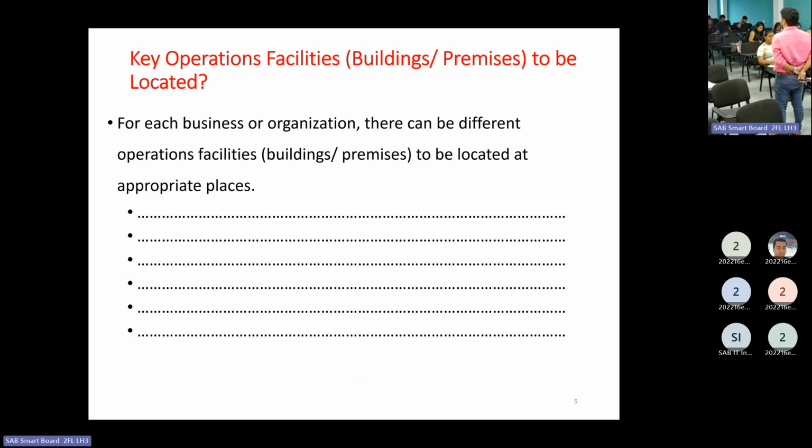Then, of course, a manufacturing company handling their distribution part also will have to locate their, we call them DCs, distribution centers. Distribution centers and their outlets or showrooms. Sales outlets or sales showrooms. Probably those are the main ones.